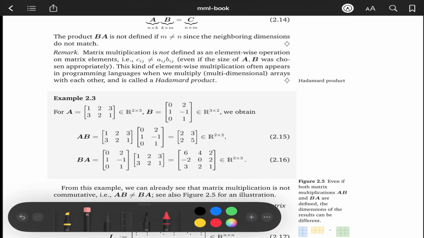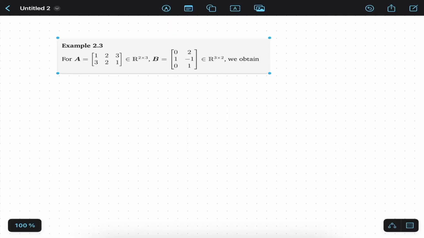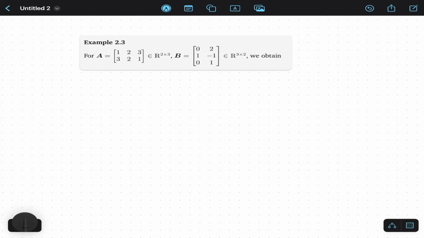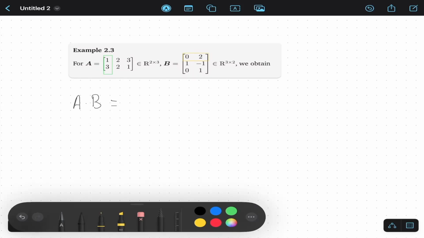Maybe I will just do the multiplication here by hand. All right, so here I just copied it onto the board. I'm just doing the multiplication again. Okay, so we want to do A times B. So the first thing goes from left to right, and the second one goes from top down.